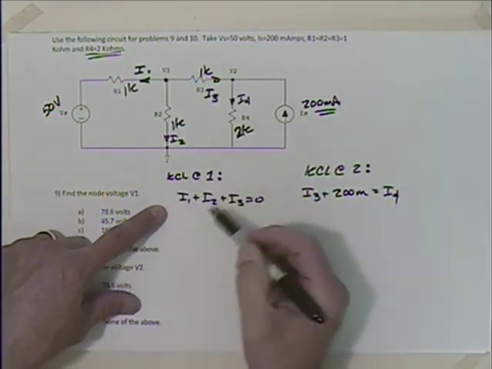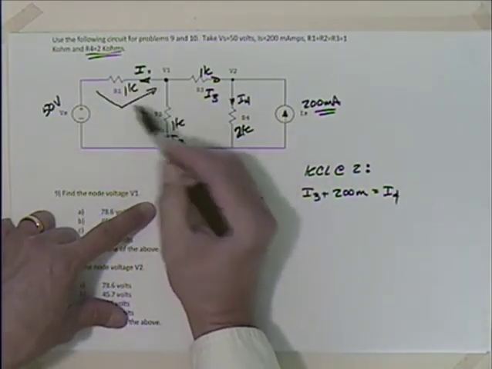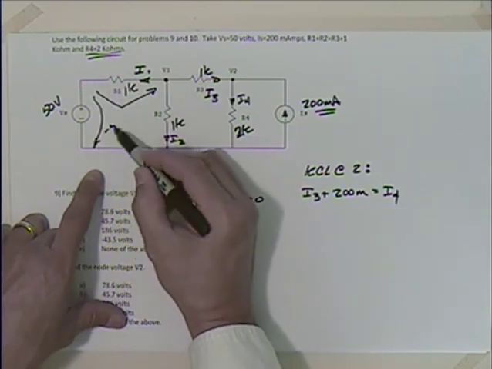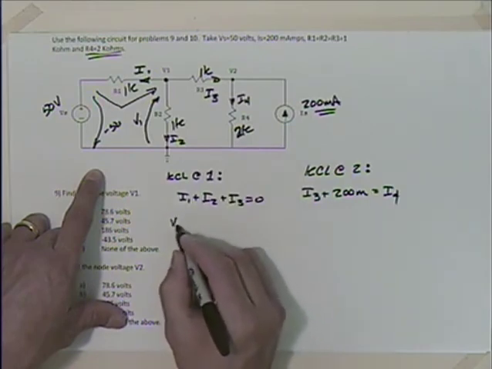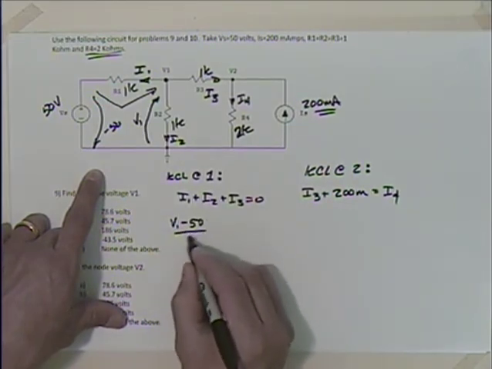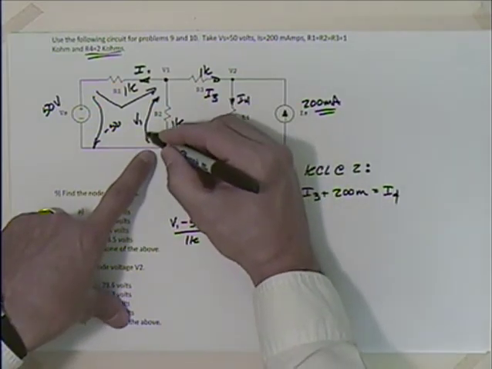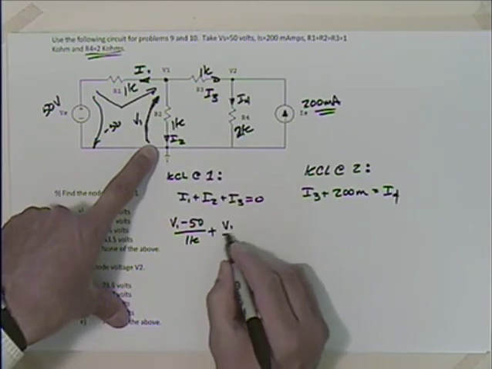So make my substitution. I think this is where people have problems. What do I have to do? I have to get from there to there. So I've got to go down here, minus 50, then back up there, V1, right? So V1 minus 50 divided by 1K. How about I2? I2 is easy. I just have to do this V1. V1 over 1K.